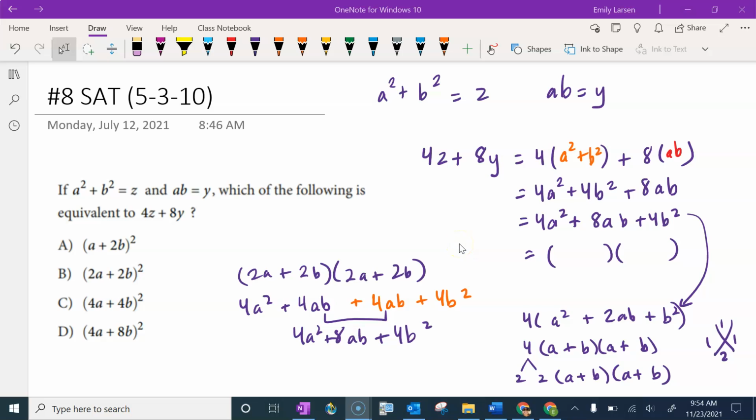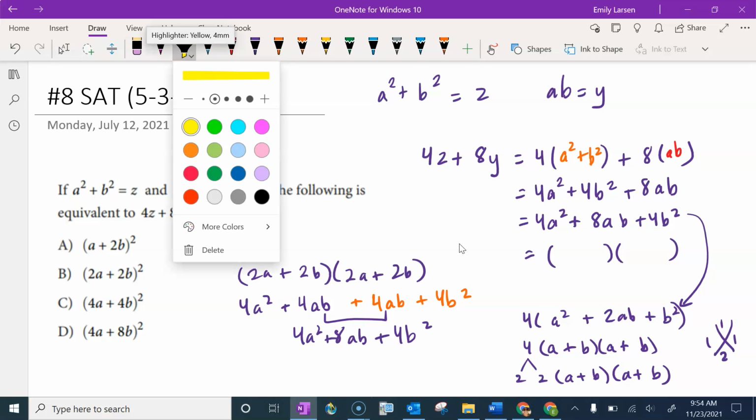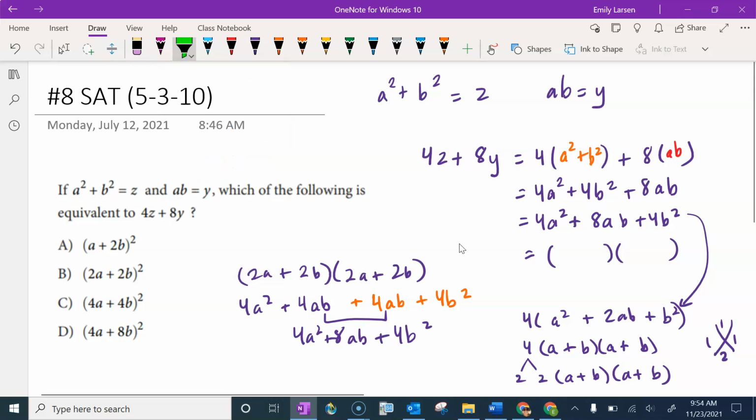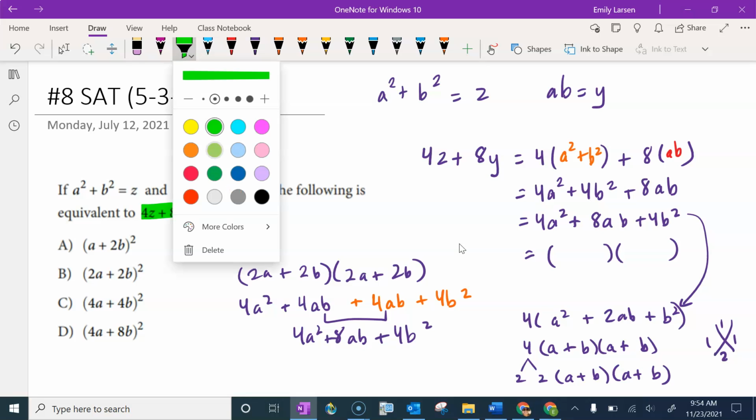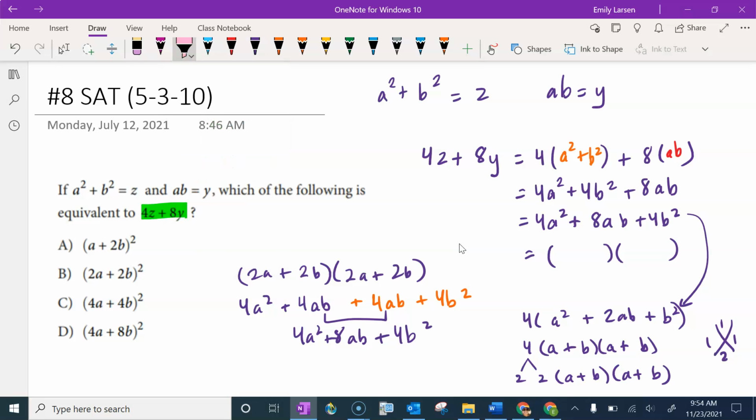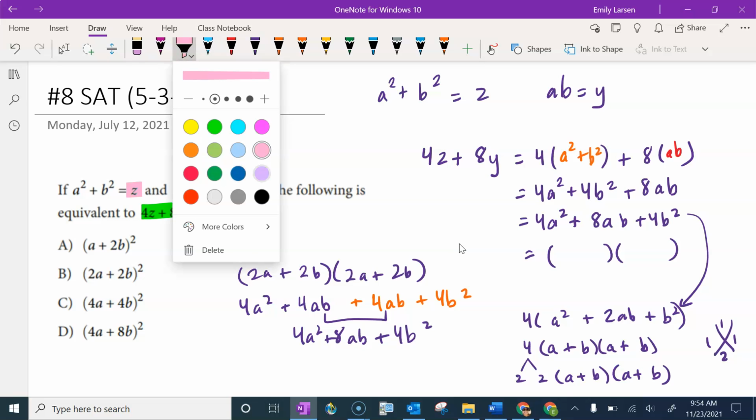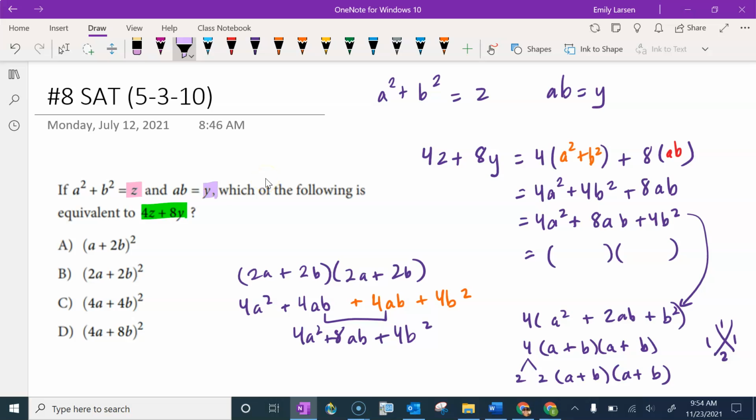Okay, here is the review of Justify number 8. This is from an SAT released item. So you're being asked to find what is equivalent to 4z plus 8y. They do give you the expression that equals z and then the expression that equals y.